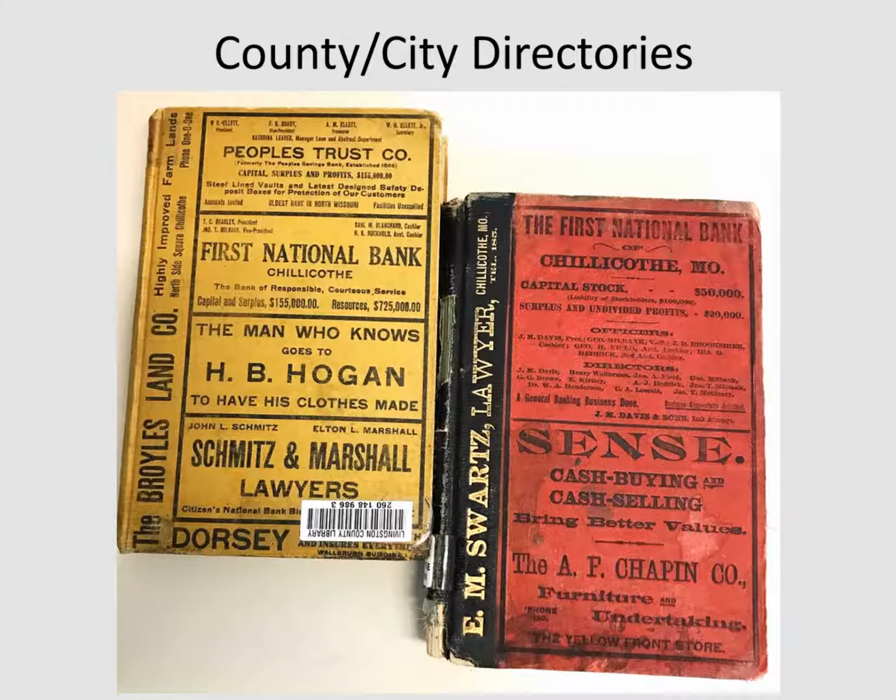Another resource is to use directories. Directories will show you who lived at a particular address in a particular year. The oldest one we have is on the right, the red one, and that's from 1899 to 1900. Unfortunately, that one does not have a street guide, but all the rest do. The next one that we have is the yellow one on the left. That is from 1917 to 1918. As you can see, we do have a lot of gaps, but there's a lot of good information in these directories.